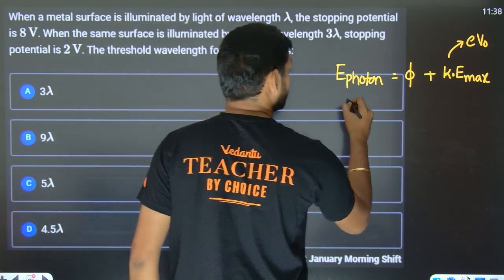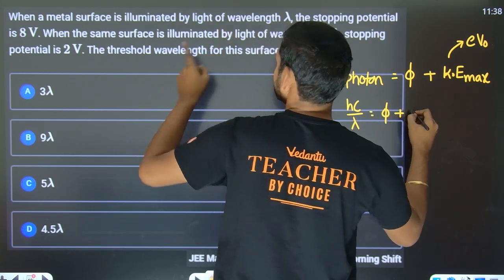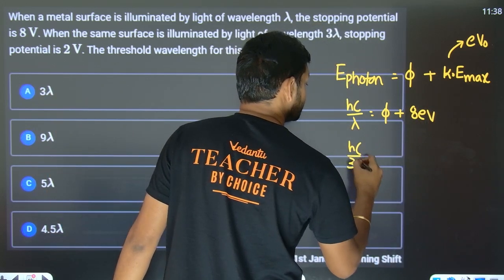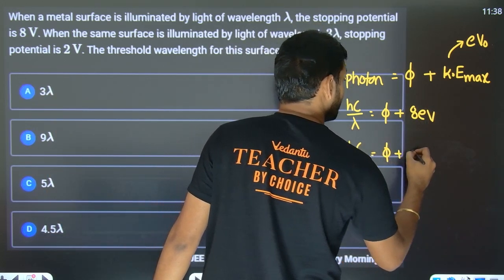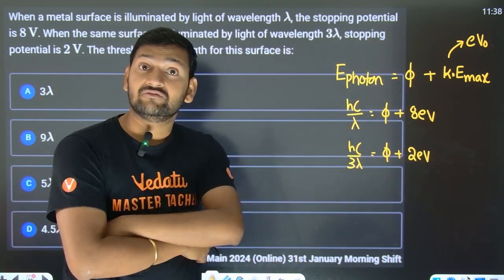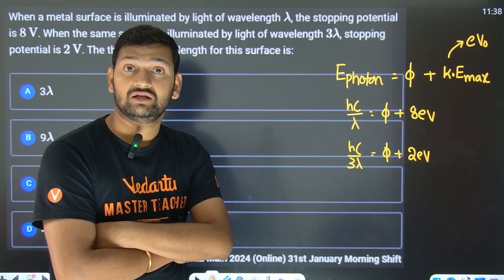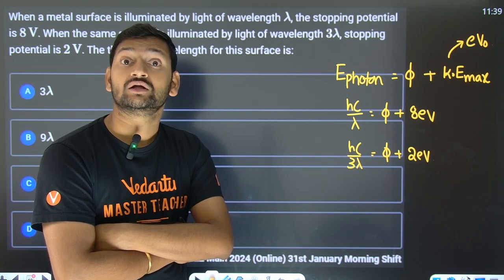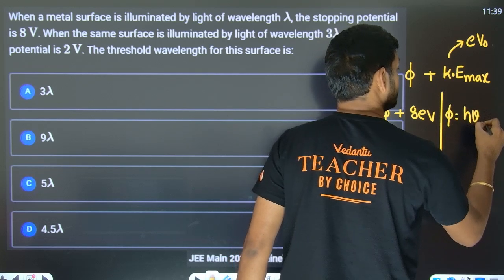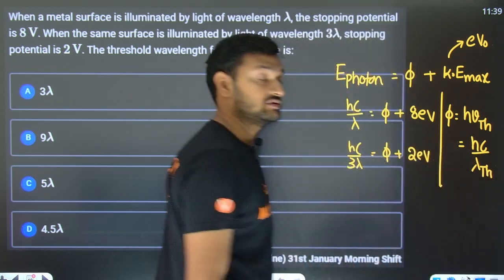How? Look, energy of photon. I can write hc by lambda, first they have given lambda, equals work function, you keep it as it is, plus what is the Ke max? 8 eV. And then hc by, now they have given 3 lambda, equals work function plus 2 eV because the stopping potential is 2 now. If I can calculate the work function, work function is hc by lambda threshold. Keep in mind, work function is h nu threshold or hc by lambda threshold, the threshold wavelength.